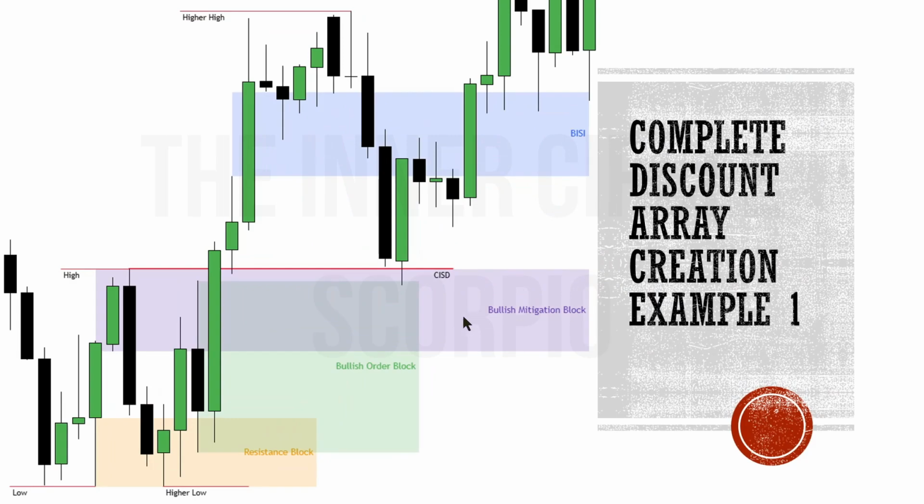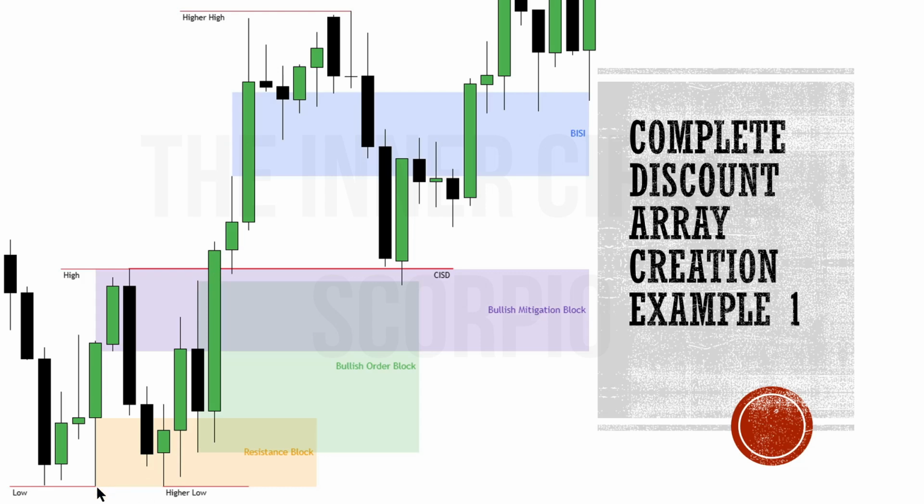Complete example for discount arrays. Again, these are called discount arrays because we're going from discount to premium. So we made a low over here, we made a high, we made a higher low. Okay, one more thing I want to add here. If the low did not take the previous low, it would be called a higher low. And then we made a higher high over here.